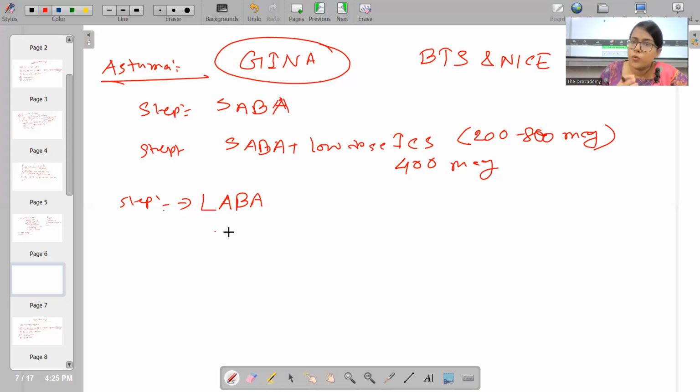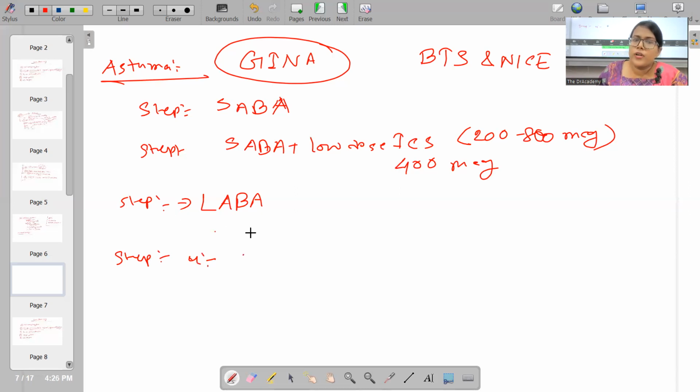If the patient is showing some benefit, but the disease is in general not well controlled, in that case we will continue LABA, but at the same time increase the dose of inhaled corticosteroid. And if there is no response to the long-acting bronchodilator, then we will go to step 4 management.